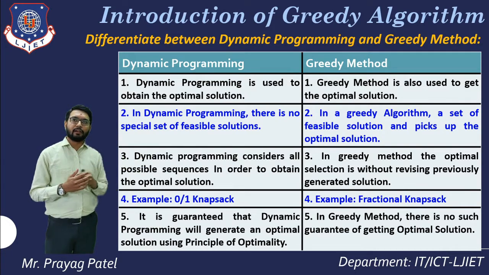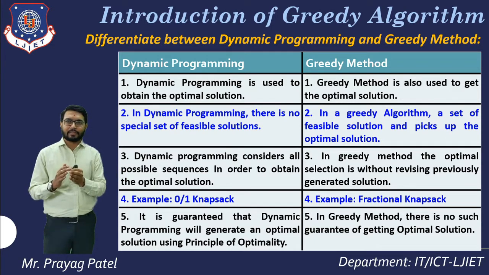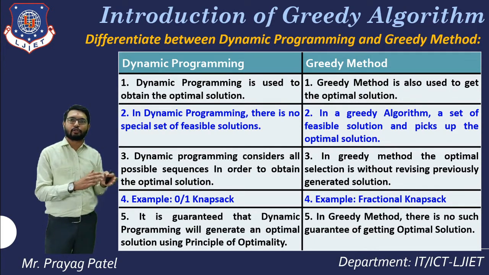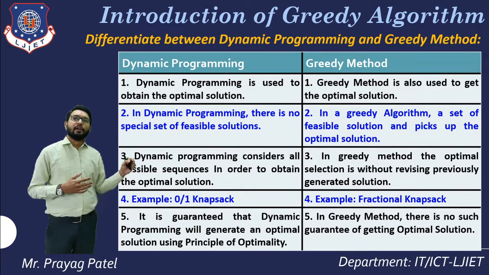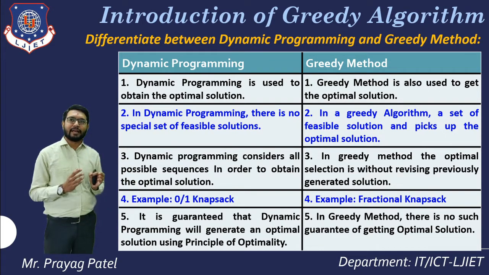Now in greedy method, the third point is that the optimal selection is made without revising the previously generated solution. In dynamic programming we consider the previously found solution, then find the next solution, then the next, like this. In greedy method, there is no worry about recursively finding the previously generated solution. Now the fourth point: an example of dynamic programming is the 0-1 knapsack problem, and in greedy method the example is the fractional knapsack problem.